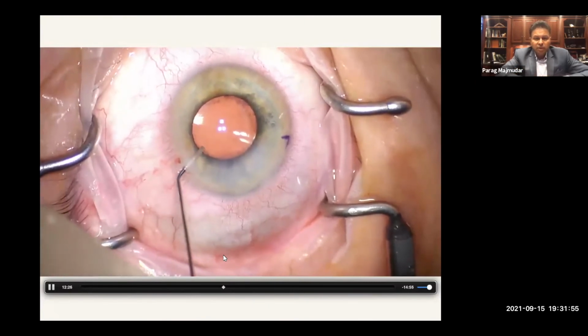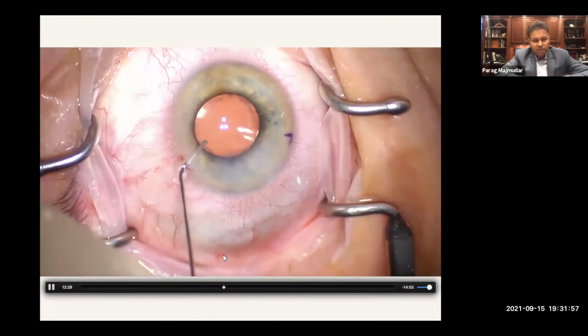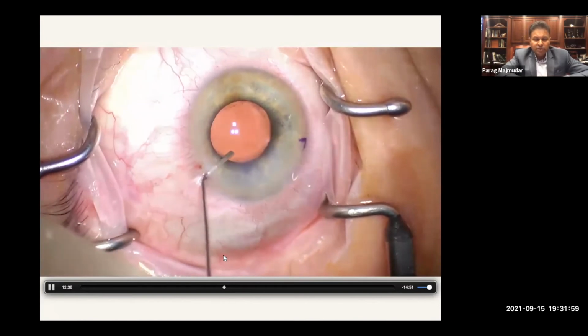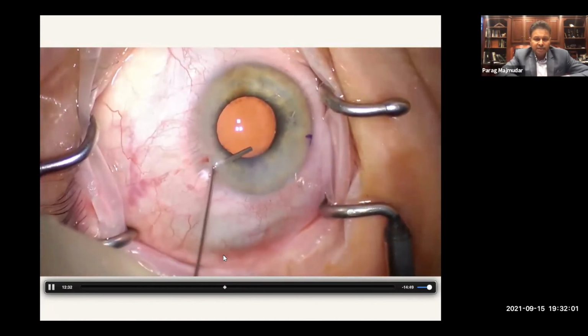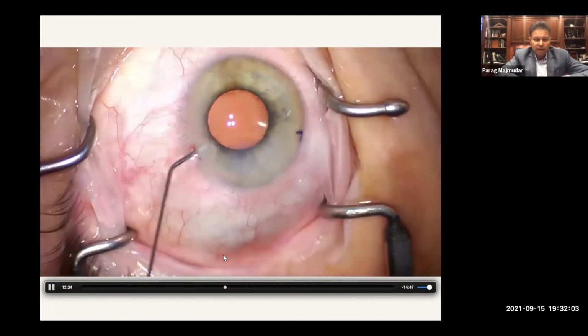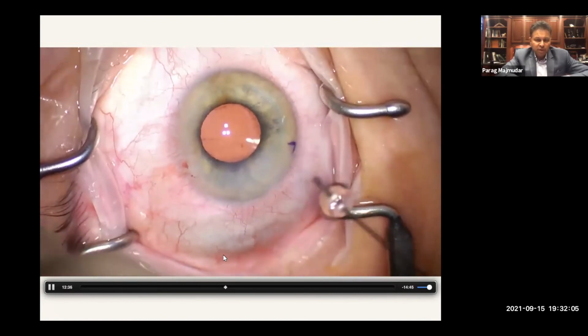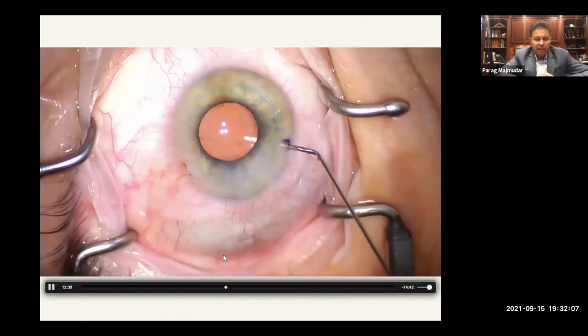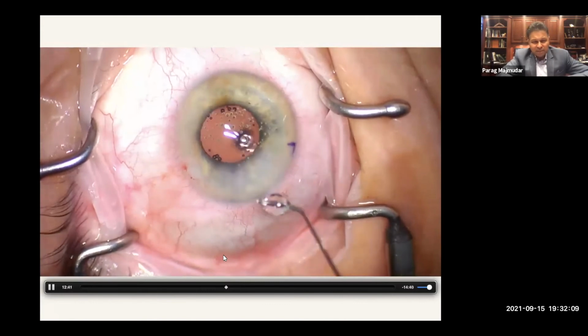So here I'm putting a little bit of Miochol or Miostat, whatever we have at the time. And you'll see that as I'm preparing and as I'm performing my Descemet or Rexus, the pupil's going to come down very nicely. And even if it doesn't, I don't think that's a deal breaker.